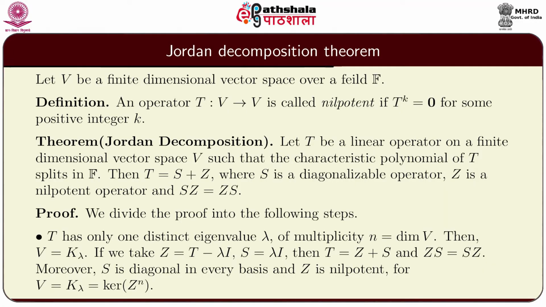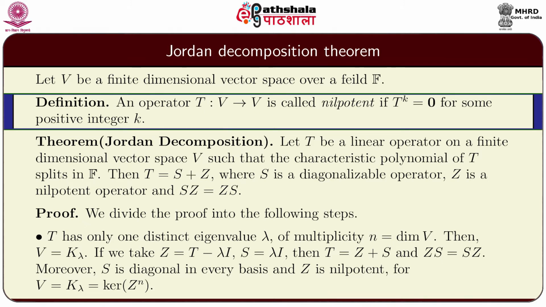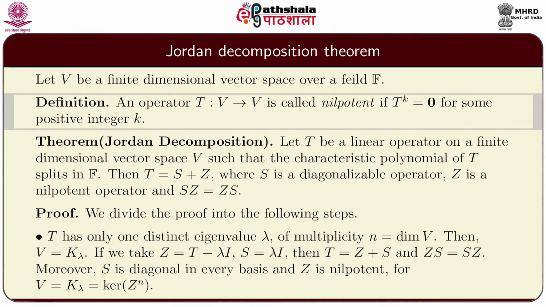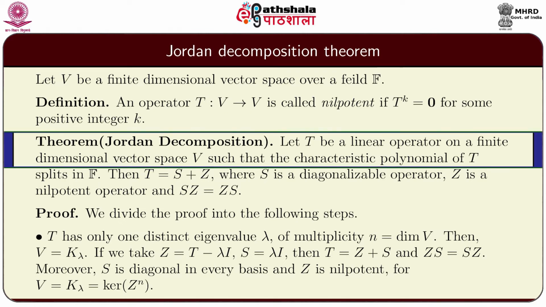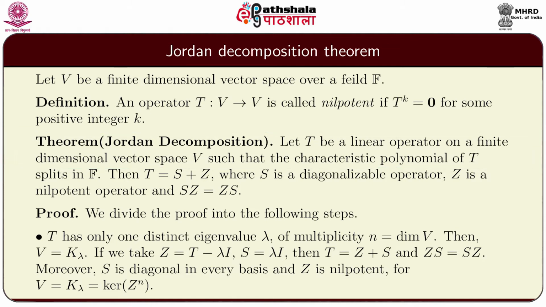Let V be a finite dimensional vector space over a field F. Definition: an operator T from V to V is called nilpotent if T raised to K is the 0 operator for some positive integer K. T raised to K denotes the composition of the operator T, K times. Now, the Jordan decomposition theorem says that if T is a linear operator on a finite dimensional vector space V such that the characteristic polynomial of T splits in F, then T can be written as S plus Z, where S is a diagonalizable operator, Z is a nilpotent operator, and SZ is equal to ZS.